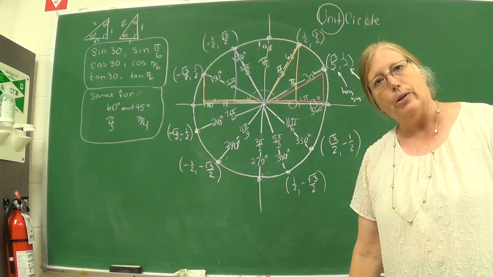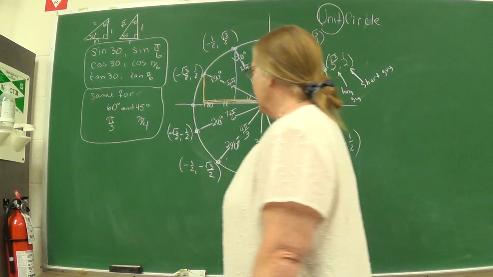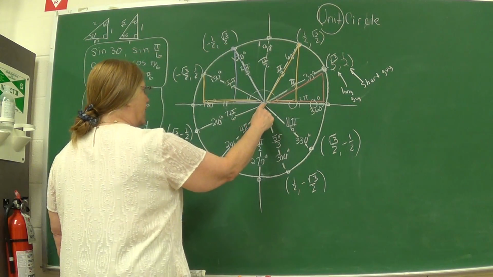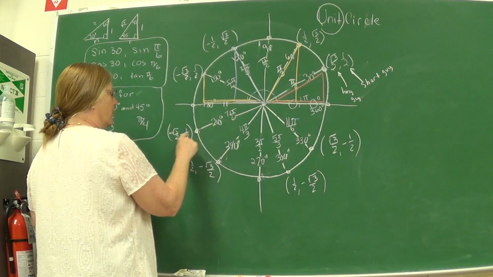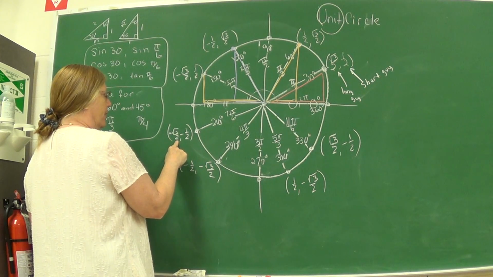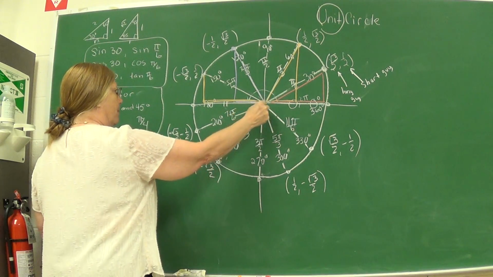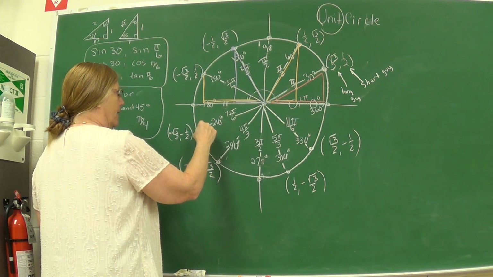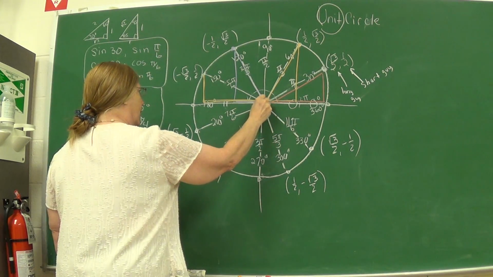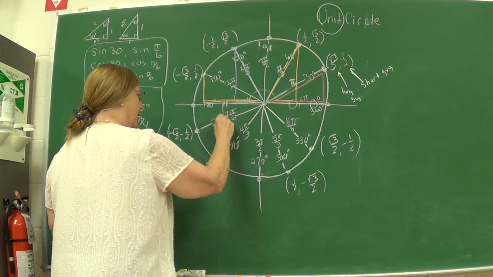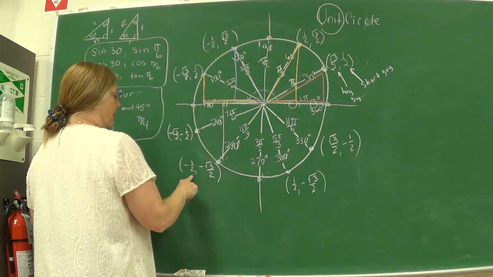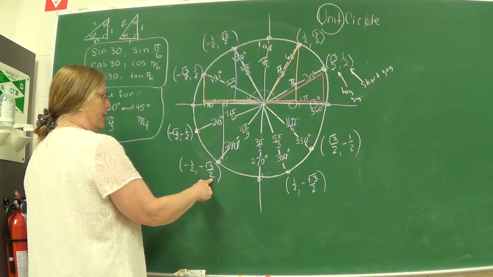Okay, how did you do out there in video land? Let's check. Here from the center I went over long, down short. Negative square root of 3 over 2 and negative 1/2. They're both negative, back and down. This one, however, I went over short and down long. Negative 1/2, negative square root of 3 over 2.